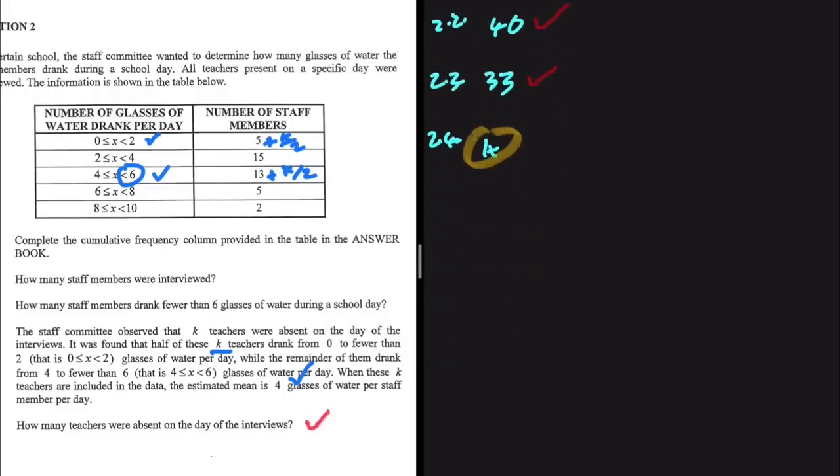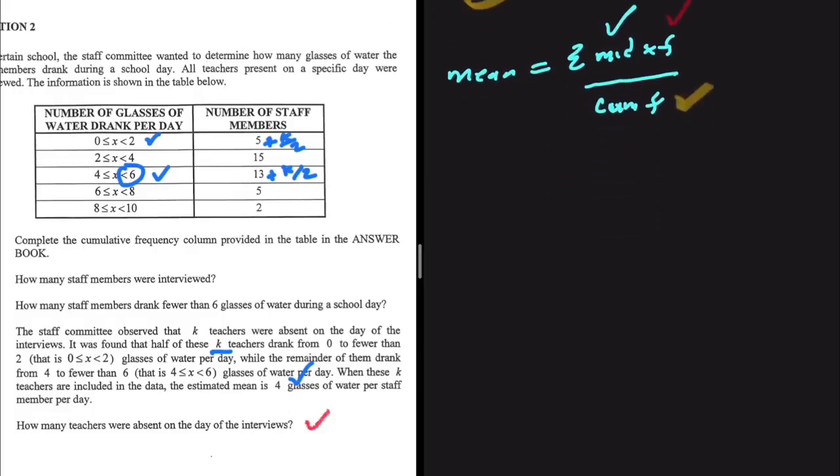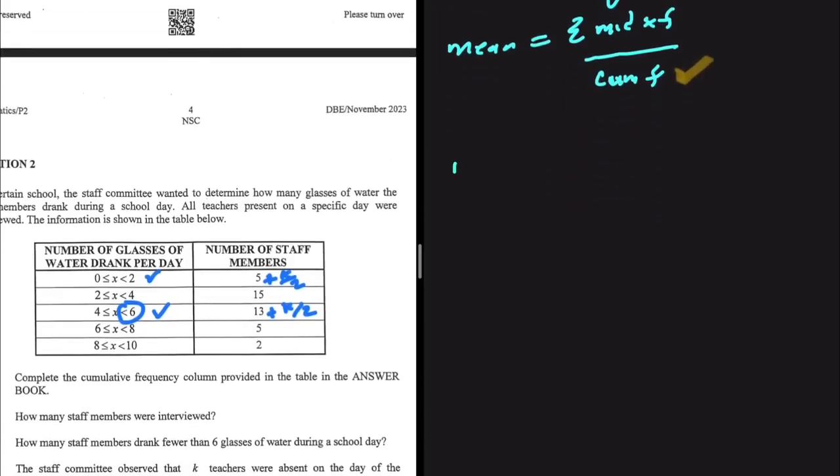The formula we have is the mean being equal to the sum of the midpoint multiplied by the frequency, divided by the cumulative frequency, the total number of staff members. Okay, so we need to find the midpoint, and we need to multiply that midpoint with the frequency and then divide by the cumulative. Let me show you what I'm talking about. Okay, so let's find the midpoint. So the first step is to find the midpoint.